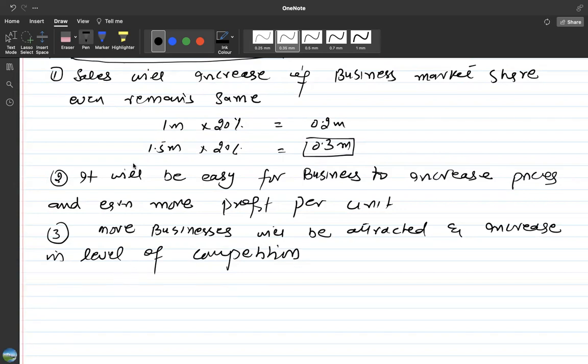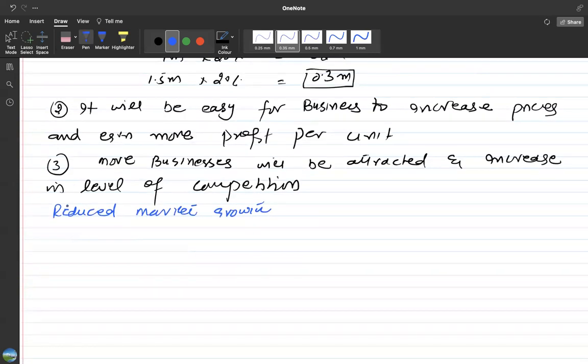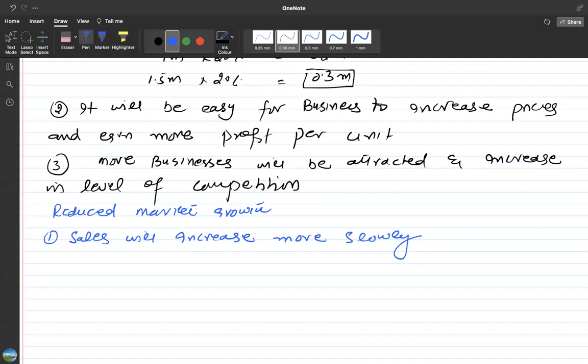Now, let's check if the market growth is reduced. So what will happen? Sales will increase more slowly, even if the business market share remains the same.